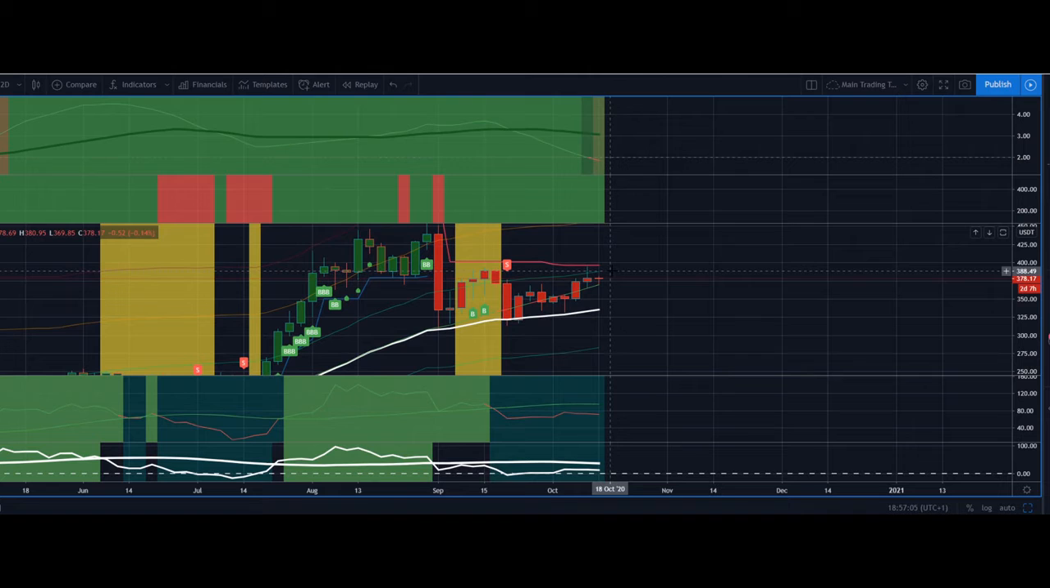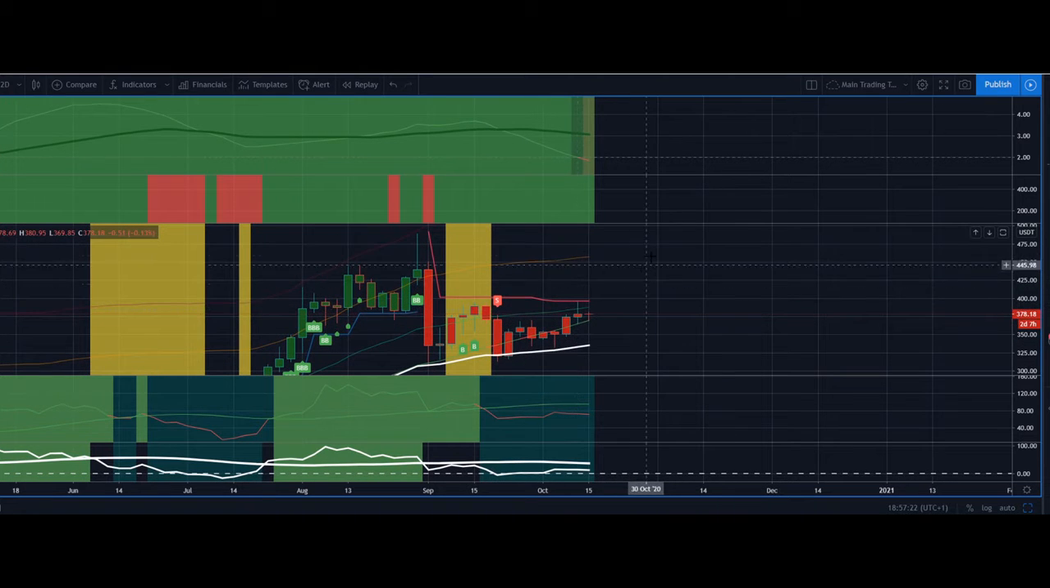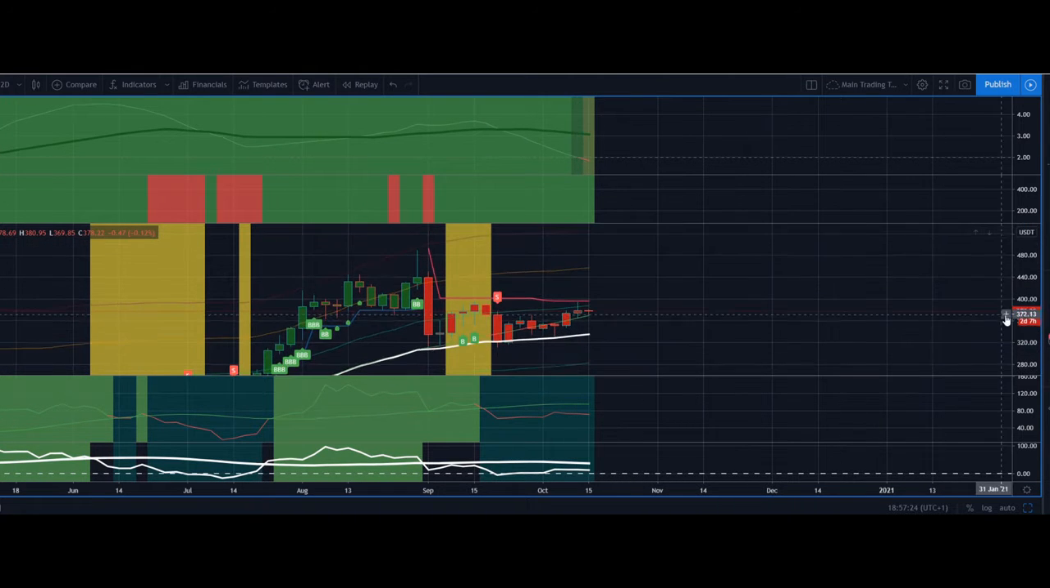So avoiding that and entering here is just a much more comfortable situation to be in, rather than messing around trading all of this. It's better just to avoid all that and wait for confirmation that we're continuing.